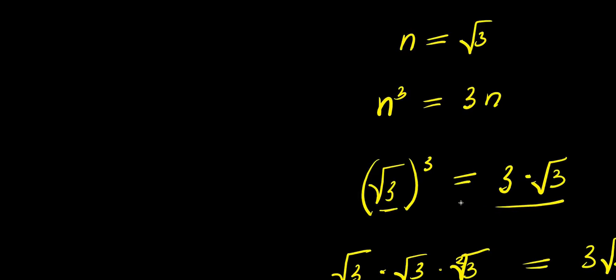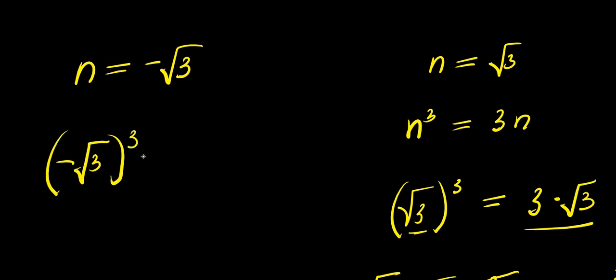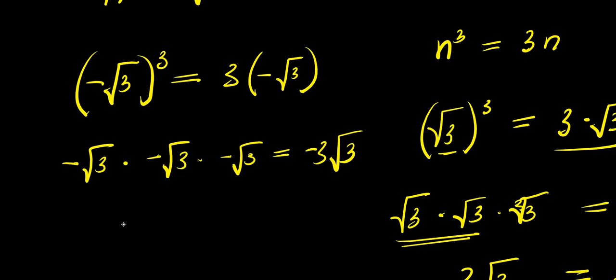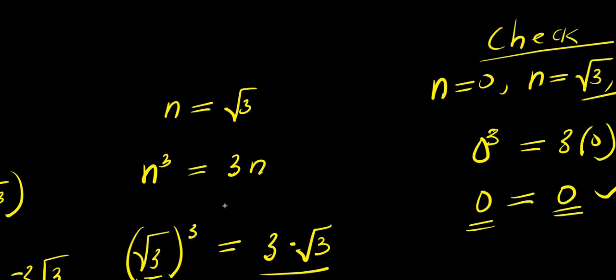Now, if you also consider n equals negative root 3, this is just like having negative root 3 to the power of 3 equals 3 times negative root 3. So this is negative root 3 times negative root 3 times negative root 3 equals 3 times negative root 3, which is negative 3 root 3, right? So negative times negative is positive, this is root 9. Root 9 is 3, root 3 times negative, that is negative 3 root 3 equals negative 3 root 3, right? Obviously, so the three solutions have proven to be correct, and that is it.